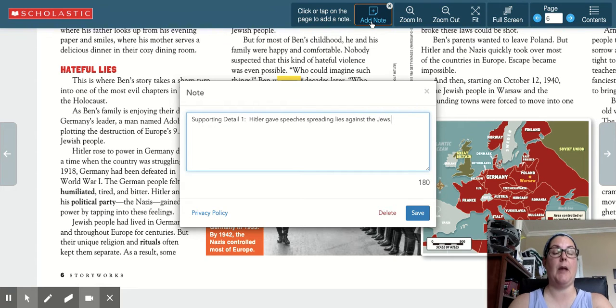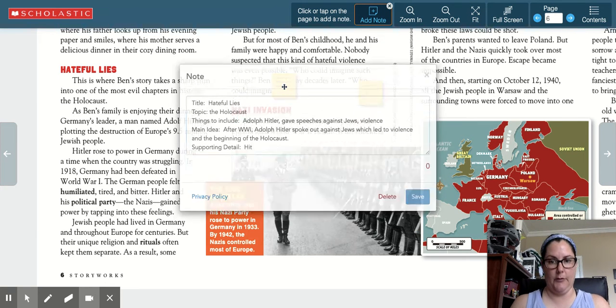And that came from a paragraph in this section. Supporting detail 2. There was a detail that really hung my heart, and it was that by 1945, 6 million Jews, and I'm capitalizing Jews because it's a population, and it's a religion if you didn't know that, would be dead. So these would be 2 supporting details.